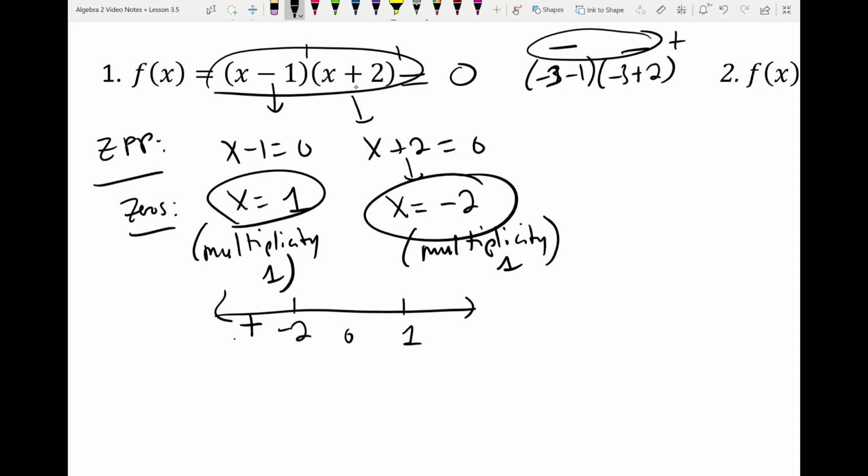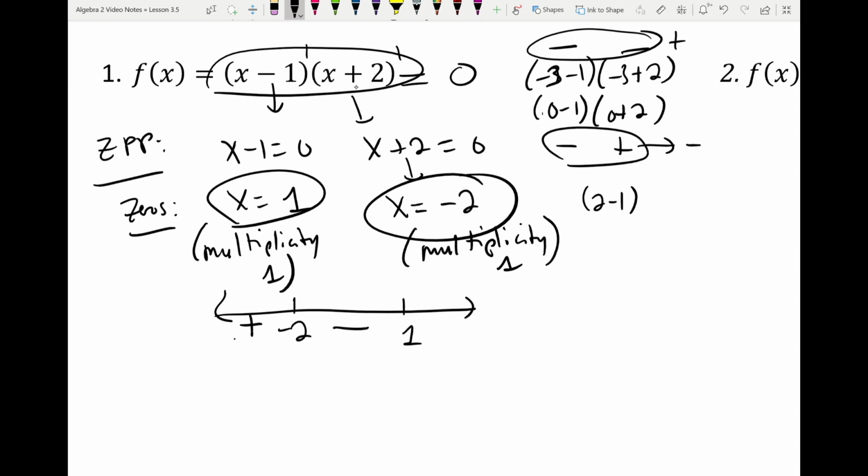Let's plug in 0 for between negative 2 and 1. If I do that, I get 0 minus 1 and 0 plus 2. 0 minus 1 is negative, 0 plus 2 is positive. This is going to give me a negative. So let me write negative here. And then let's plug in 2 to the right of 1. So 2 minus 1, 2 plus 2. We have a positive times a positive, which is a positive.